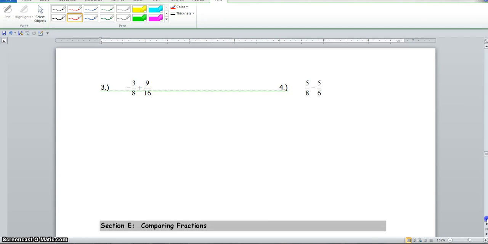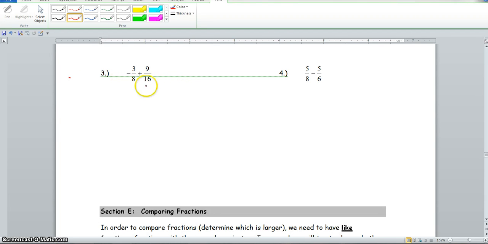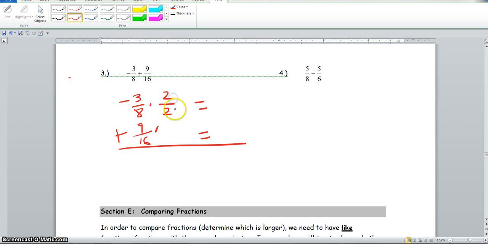Now we scroll down here to number 3. Find the least common denominator of 8 and 16, which we know is 16. So we can set this problem up ourselves. We have negative 3/8 plus 9/16. And we know we want to multiply both of these by a number. The common denominator is 16, so we'll multiply this numerator and denominator by 2. And since this has already 16, it's the same as multiplying the numerator and denominator by 1.